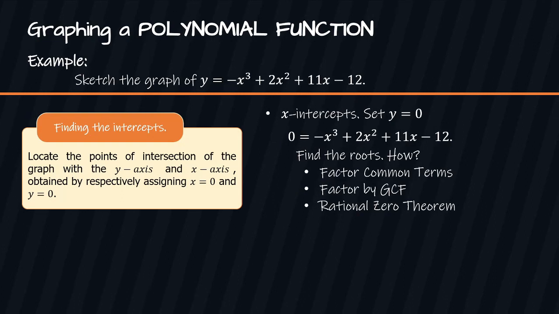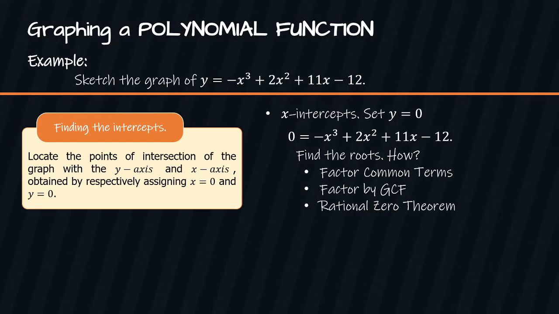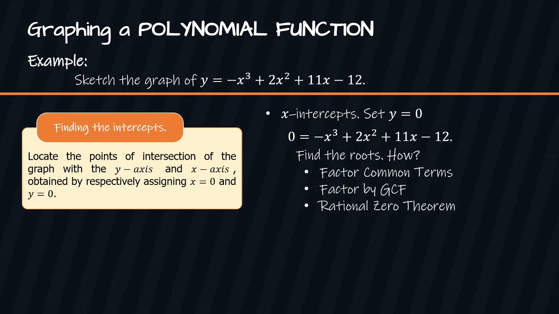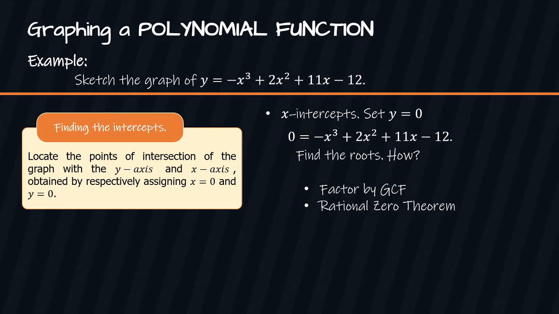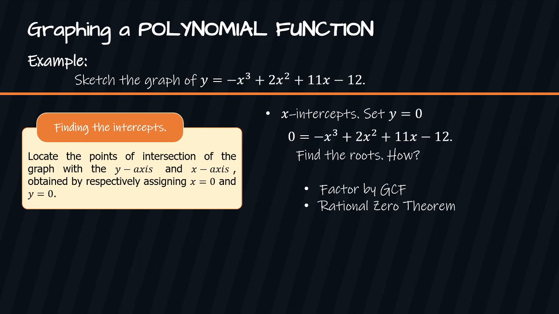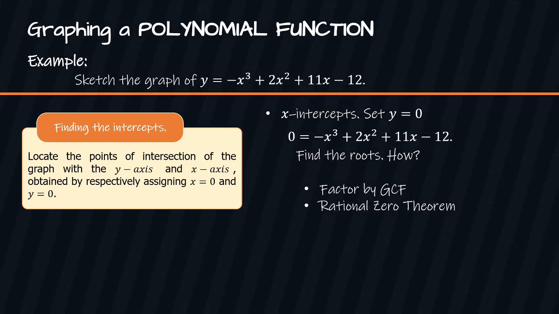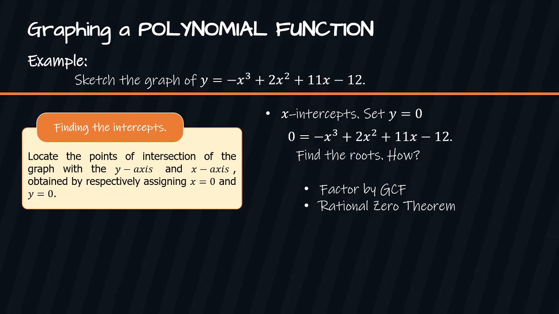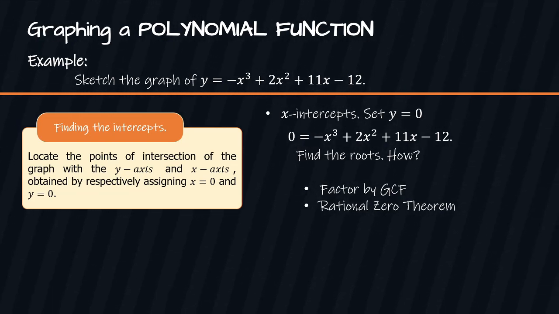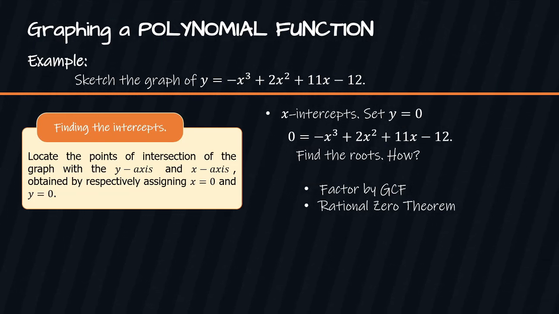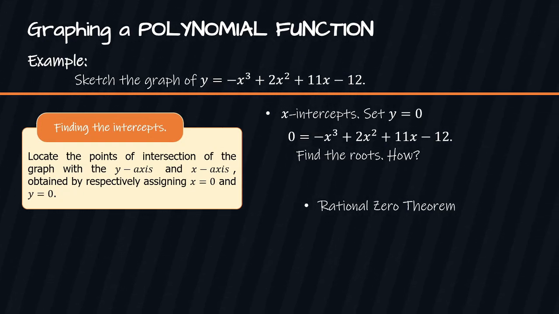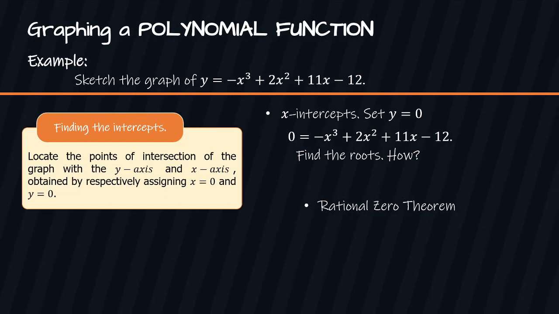So first is to factor common terms. Looking at our equation, can we factor a common term? No. Then, next is to factor by GCF. Again, try to observe our equation. Can we have a greatest common factor in every term? No. So the remaining process we have is the rational zero theorem.